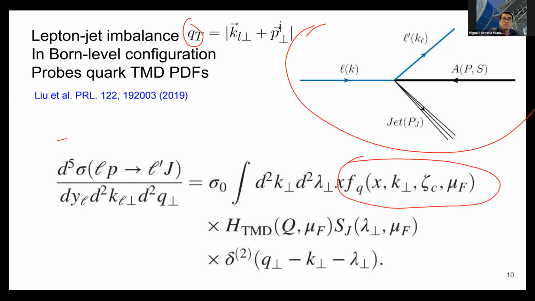So here you can see a bit more detail on the factorization formula. It involves a transverse momentum dependent PDF. It involves the hard function that is calculable in perturbation theory, and some soft function that is non-perturbative. So the non-perturbative component is encoded in the soft function.